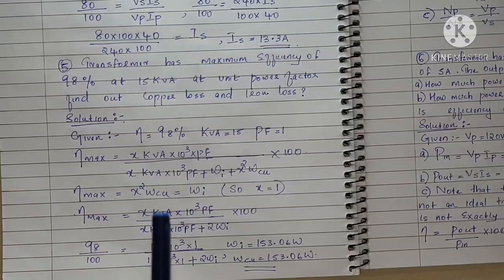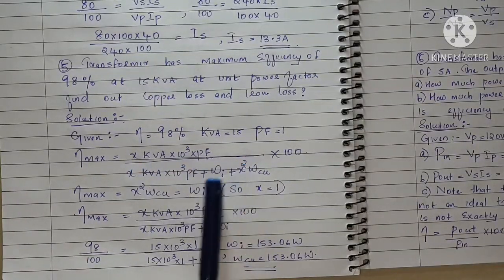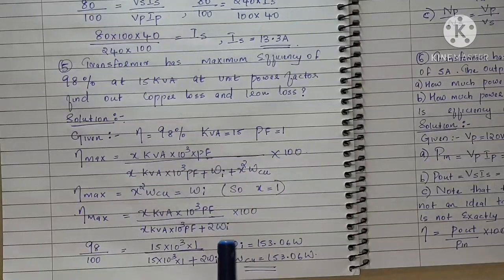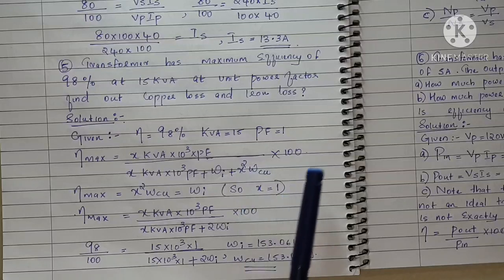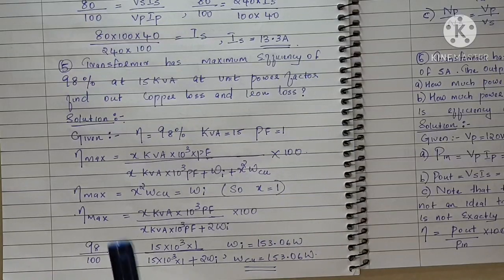Maximum efficiency equation equal to x kVA into 10 raised to 3 power factor by x kVA into 10 raised to 3 power factor plus Wi plus x square Wcu into 100. It is given that maximum efficiency of transformer. So maximum efficiency means x square Wcu equal to copper loss is equal to iron loss. So if copper loss and iron loss are equal means x square Wcu equal to Wi. So x is equal to 1.